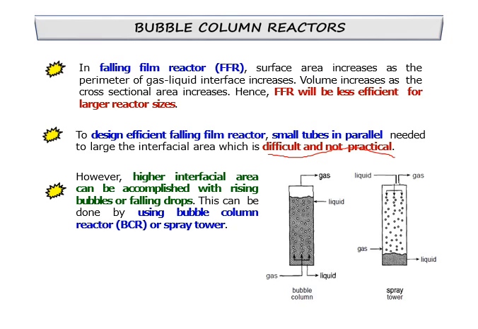Because in bubble column reactors, high interfacial area can be accomplished with rising bubbles or falling drops. So from this aspect, a bubble column or spray tower will be used. Okay, so this one is a bubble column, and this one is a spray tower. The difference is that this sparger will produce bubbles, while the sparger here will produce liquid drops.